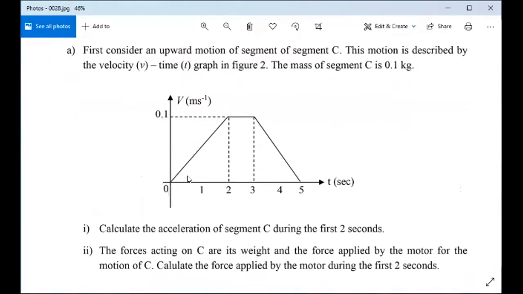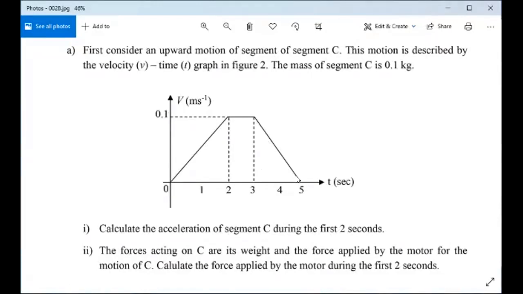Initially, during the first 2 seconds, what kind of motion is there? Uniform acceleration. Constant acceleration. Very good. What is the motion described from 2 to 3 seconds? Only 1 second. Constant velocity. And the final 2 seconds, 3 to 5? Constant deceleration.